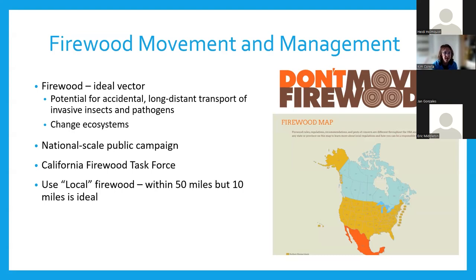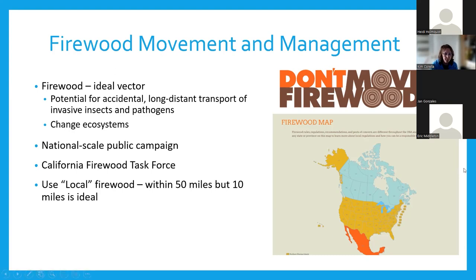You really don't want to move it offsite of your property, but if you do, you want to keep it within 50 miles at the very most, but really 10 miles is ideal, because you don't want to move those pests any further than you need to, because you can't be 100% sure that that wood is not infested.